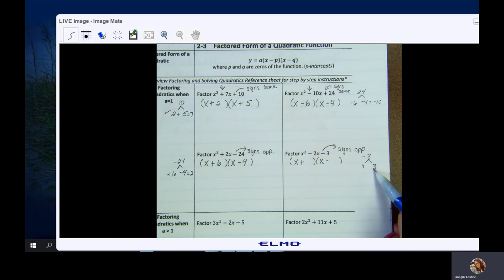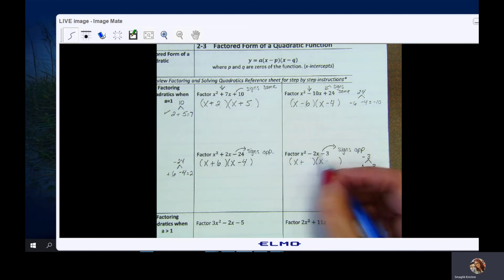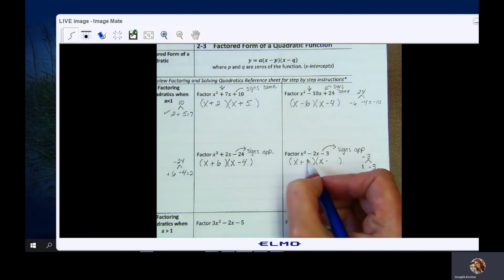The 3 would have to be negative because -3 plus 1 would give you the -2, or you can look at it this way. I have a 1 and 3. The 3 is a larger number, larger than 1, so 3 would have to take the sign of the middle term. And 1 minus 3 does get you a -2. So again, let's just drop them in.